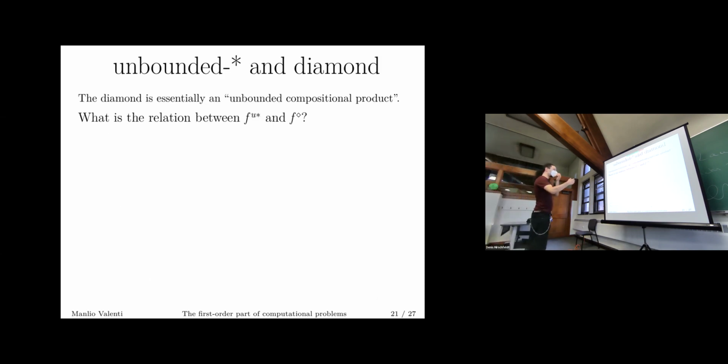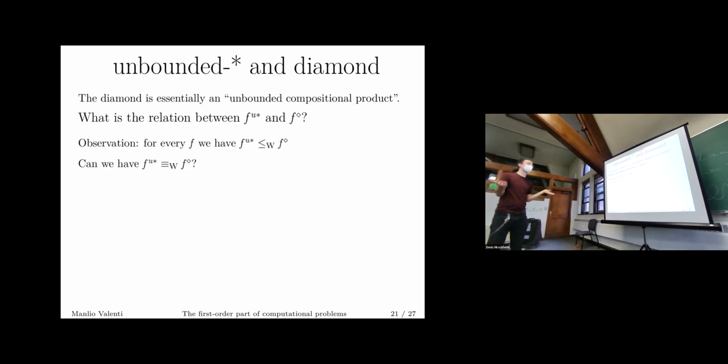So as I said, diamond is essentially an unbounded compositional product. Given that the U star is an unbounded finite product, a finite parallelization, you may ask, what is the relation? Is there any situation in which the two are equal or different? Well, of course, doing things in series is stronger than doing things in parallel. So the diamond is always stronger than the U star. But is it possible for them to be exactly the same?